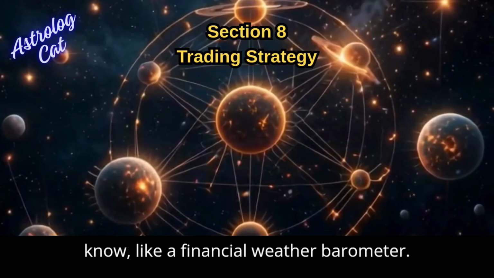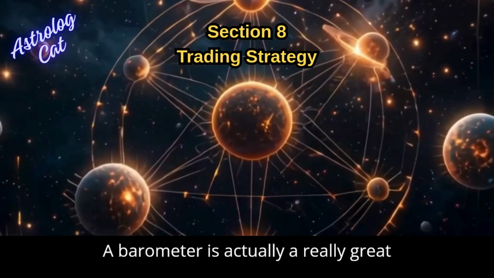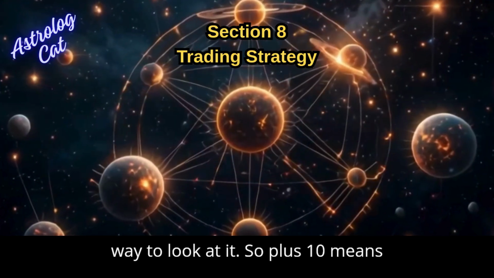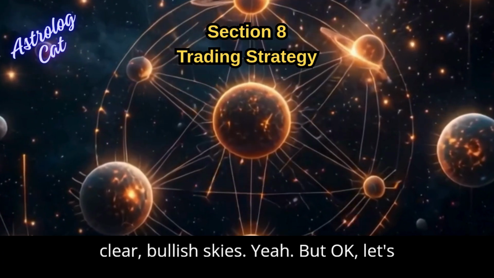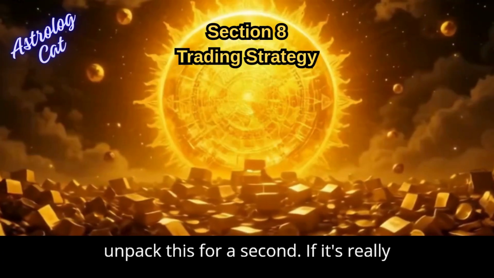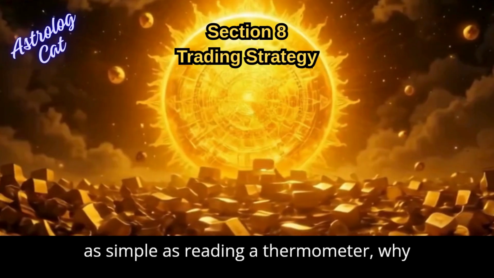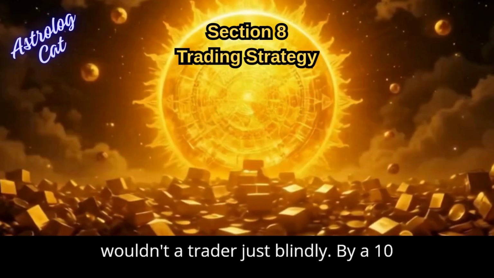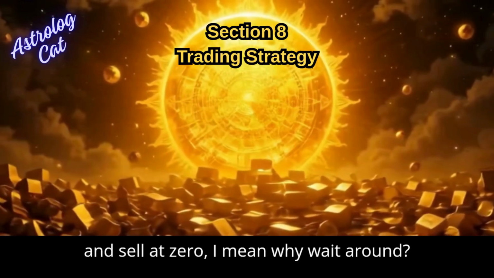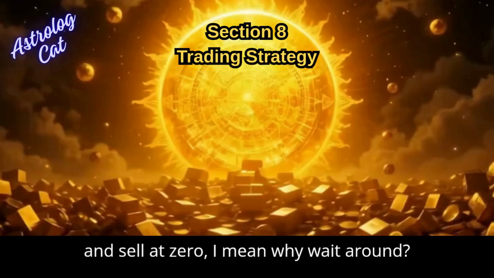It kind of feels like, I don't know, a financial weather barometer. A barometer is actually a really great way to look at it. So +10 means clear bullish skies. Yeah. But okay, let's unpack this for a second. If it's really as simple as reading a thermometer, why wouldn't a trader just blindly buy at +10 and sell at 0? I mean, why wait around?